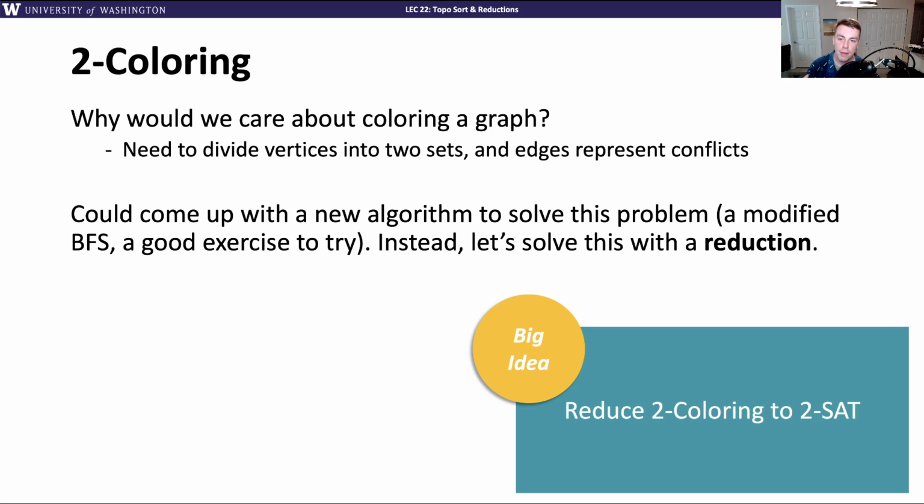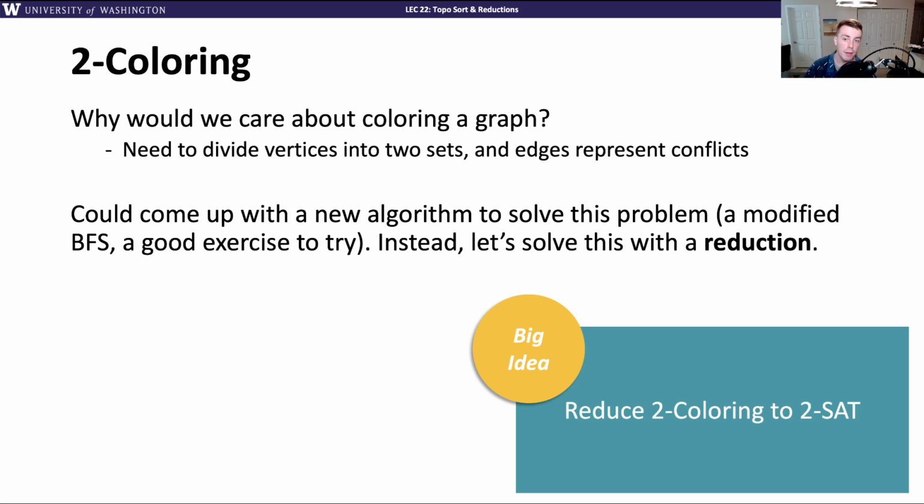Now, why might you care about coloring graphs? Well, we talked about graphs representing lots and lots of different things. And sometimes you have some notion of a graph representing conflicts. So for example, you have a series of vertices, and an edge in your context might mean that these two vertices don't belong in the same set. Like maybe they're enemies or something like that. And one way of framing a two-coloring question is, can you separate all the vertices into two groups such that you never put enemies together? So there are lots and lots of applications of two-coloring.